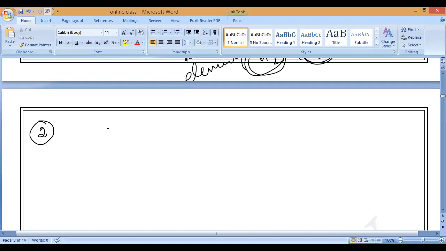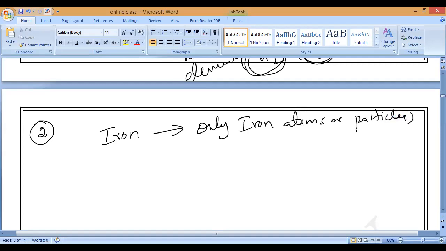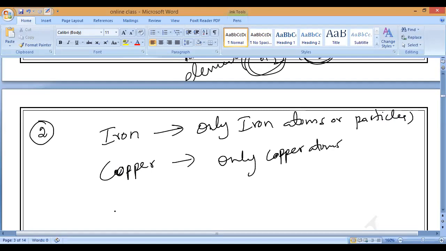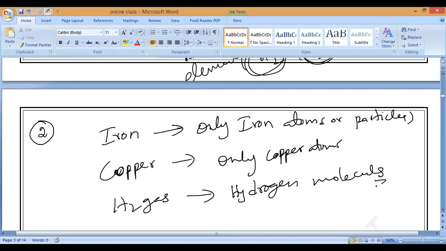If I take an iron sheet, is it only iron atoms or are any other atoms present? Only iron atoms. Yes or no? Yes, sir. If I take copper, only copper atoms are present. Is there any other atoms present? Suppose I take hydrogen gas, what kind of particles are present? Only hydrogen molecules, because it is diatomic. Hydrogen molecules only are present in this hydrogen gas.